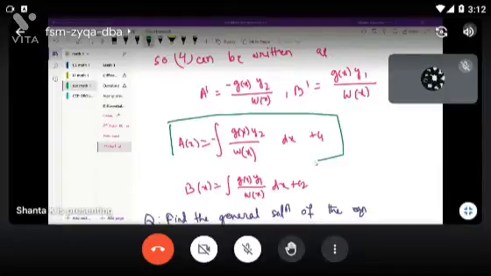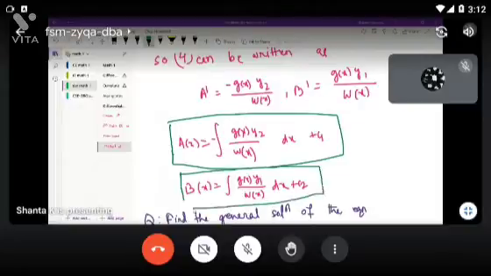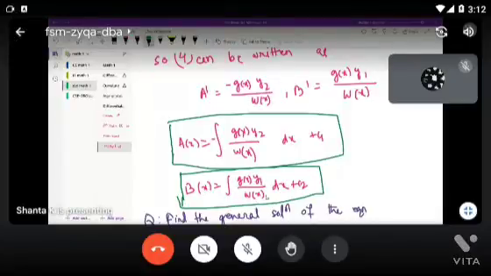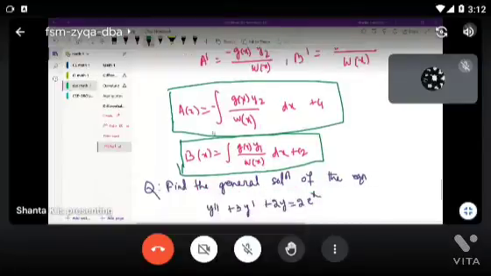a(x) is the solution when this happens, where a(x) is the coefficient of y1(x) and b(x) is the coefficient of y2(x). So this is g(x) into y2 by W(x), where W(x) stands for the Wronskian. Similarly, this is g(x) into y1 by W(x). We will integrate this. Now I will tell you how to use this equation. It's easier if you do a problem.